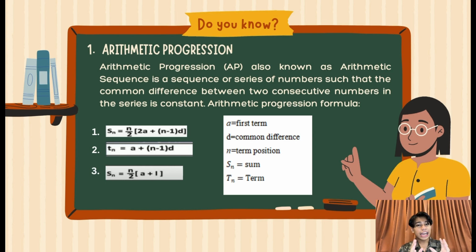Arithmetic progression, also known as arithmetic sequence, is a sequence or series of numbers such that the common difference between two consecutive numbers in the series is constant. So, there are three formulas for the arithmetic progression.